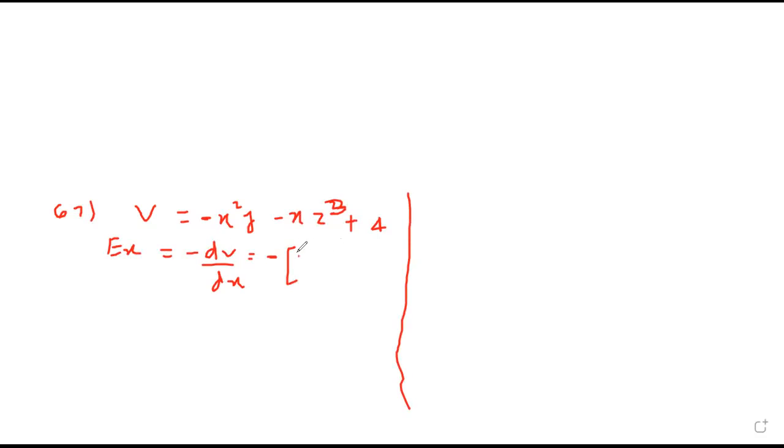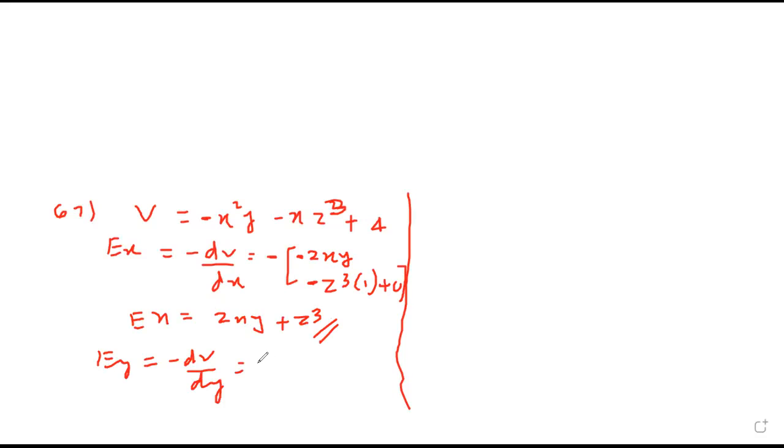So this is minus, x derivative is 2x, y constant; minus z cube, x derivative is 1; and this is 0. Ex equals minus minus, plus 2xy plus z cube. Ey is the partial derivative of V with respect to y. So minus of, only y is variable. So it is minus x square, y is 1. Then 0, 0 because the rest are all constant. So we get x square.